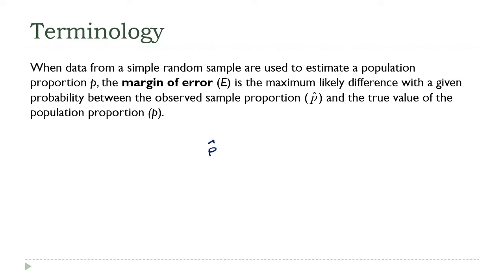And to get our confidence interval from the margin of error, I'm going to add the margin of error, and that's going to give us the upper limit. And I'm going to subtract the margin of error, and that's going to give me the lower limit. And what I'm claiming is I am 90, 95, 99% confident that the population parameter is in that range.